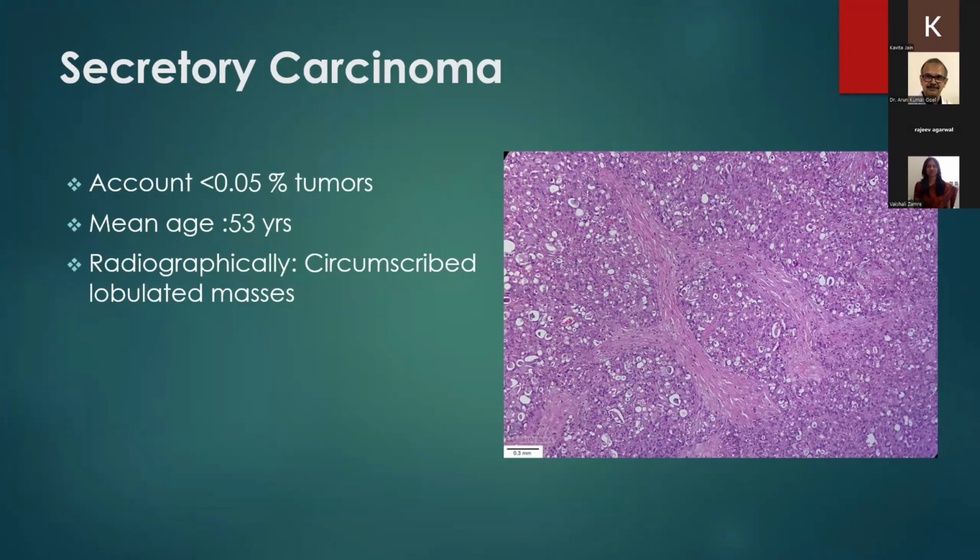yet they have a favorable prognosis. Now, generally on radiology, they are known to be circumscribed, very well demarcated, and can mimic fibroadenomas. Thus, it is essential that when you see women with circumscribed masses, especially in the young age group, one should not leave them just as fibroadenomas, because you might be missing a secretory carcinoma, even though they are very rare.